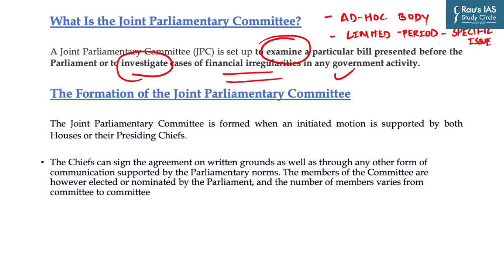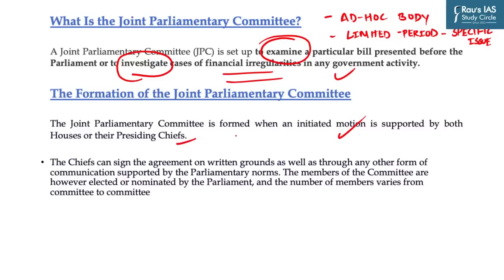This brings us to the second part of our discussion: the formation of the Joint Parliamentary Committee, or how the formation of the Joint Parliamentary Committee takes place. JPC is formulated when a motion is initiated for the same purpose and is supported by both the houses or the presiding officers or the presiding chiefs.